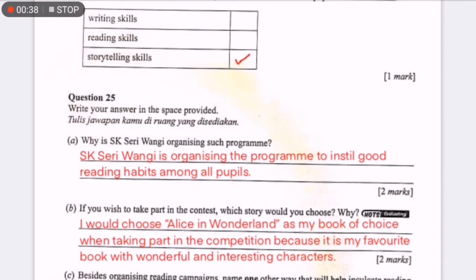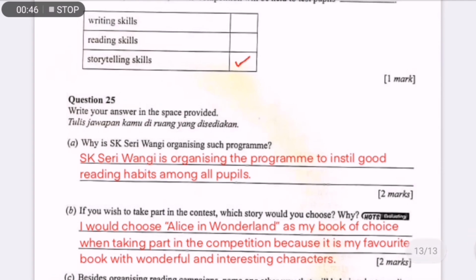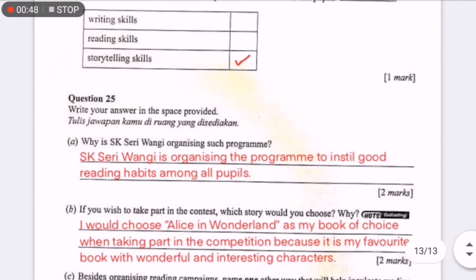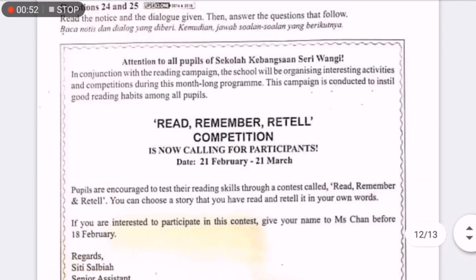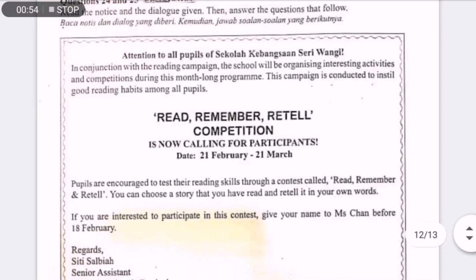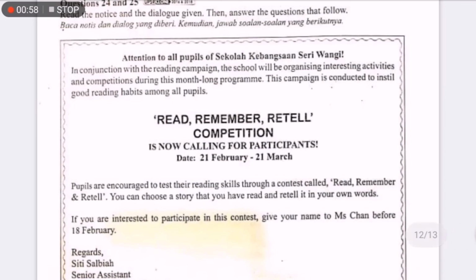Why is SK Suriwangi organizing such a program? This is a 2 marks question, you need to write in a full sentence. SK Suriwangi is organizing the program to instill good reading habits among the pupils. The answer can be found over here: this campaign is conducted to instill good reading habits among all pupils.